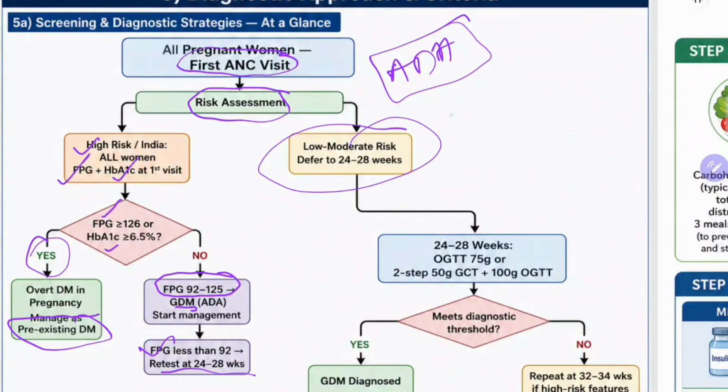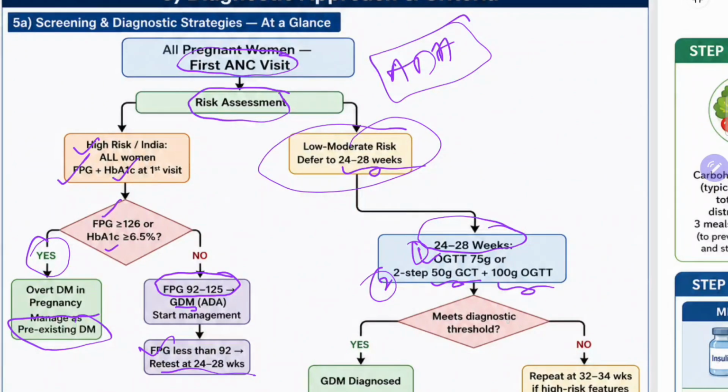Now low to moderate risk cases should be screened at 24 to 28 weeks. At 24 to 28 weeks, ADA suggests two tests. One is the oral glucose tolerance test, where at least 8 hours of fasting should be there, and after that early morning 75 gram of glucose is given, and before giving it you take the glucose sample, and after 1 hour you take the sample, and again after 2 hours you take the sample. That is the OGTT. Another test recommended by ADA is the two-step: one is the 50 gram glucose challenge test and then the 100 gram OGTT.